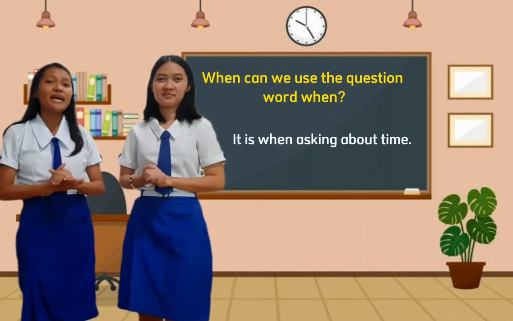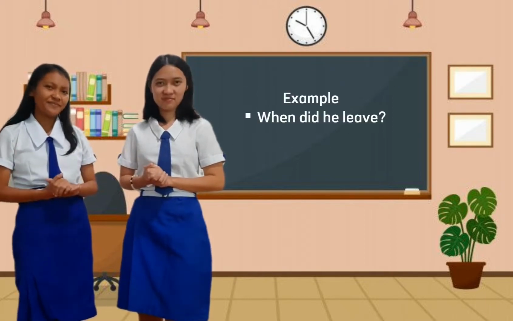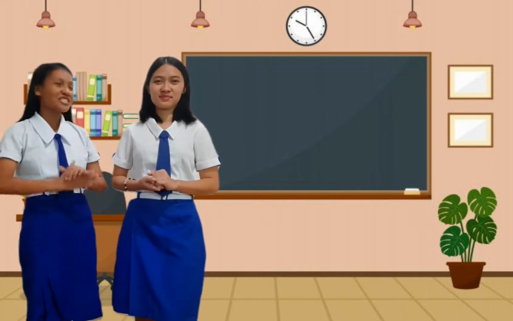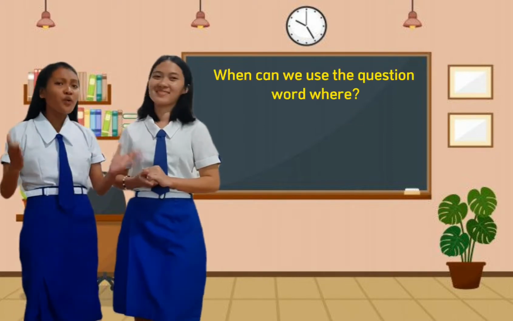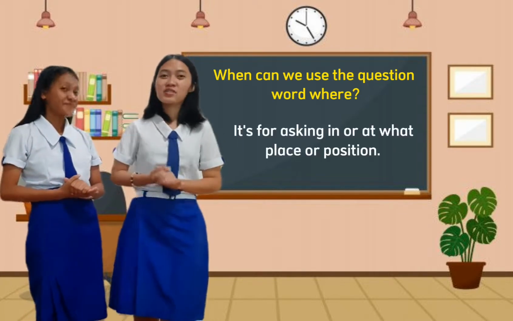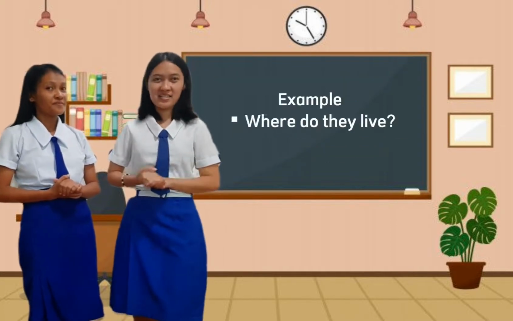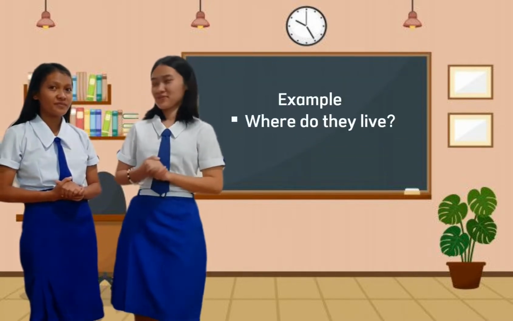Third, when can we use the question word when? It is when asking about time. For example, when did he leave? Now, it is my turn, Teacher Melvi. When can we use the question word where? Well, it is for asking in or at what place or position. Example, where do they live?